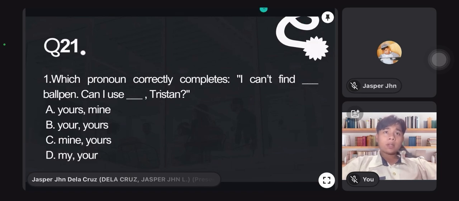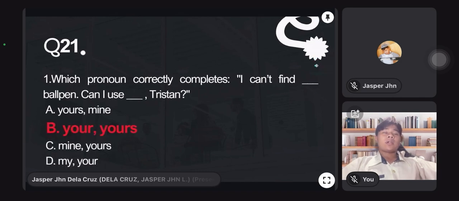Number 1. Which pronoun correctly completes: I can't find blank ballpen? Can I use blank, Tristan? The choices are A, yours, mine. Letter B, yours. Letter C, mine, yours. Or letter D, my, your. The correct answer for this one is letter B, yours.